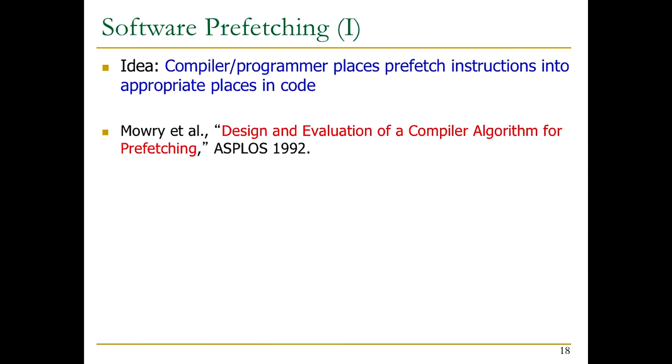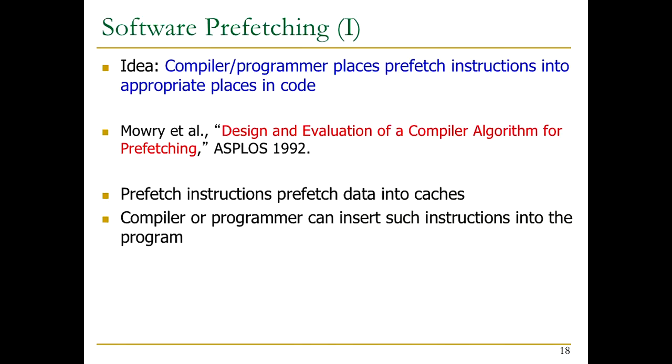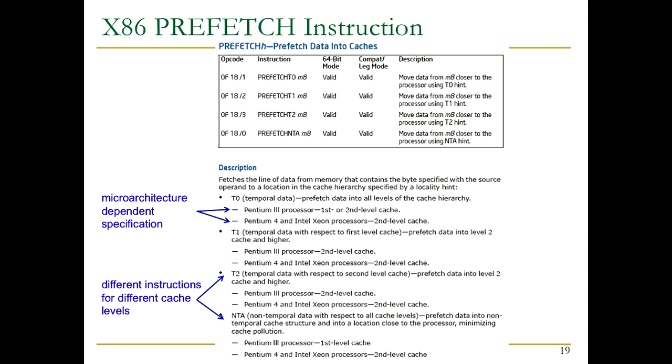This is software prefetching. The idea is very simple. The compiler or the programmer places prefetch instructions into appropriate places in the code. There are multiple concurrent papers. This is one of the papers that show positive results. Actually, one of the earlier papers shows negative results from software prefetching. Maybe the prefetches were not inserted very well, but they're all good papers. Basically, you have prefetch instructions that prefetch data into caches in this case. Again, that's one design. You could have prefetch instructions that prefetch data into prefetch buffers, but that's not necessarily the case in this design. And the compiler or programmer can insert such instructions into the program. And these instructions exist.